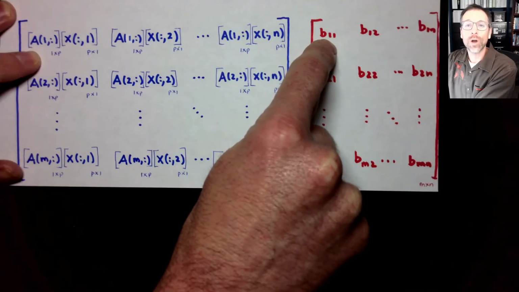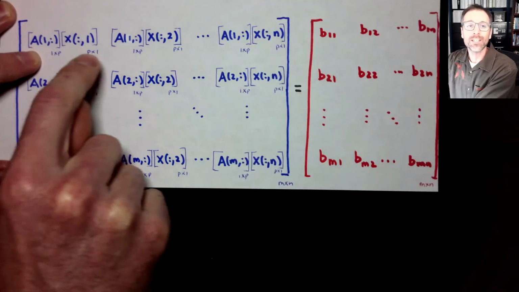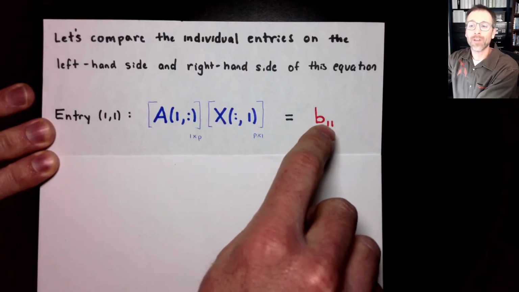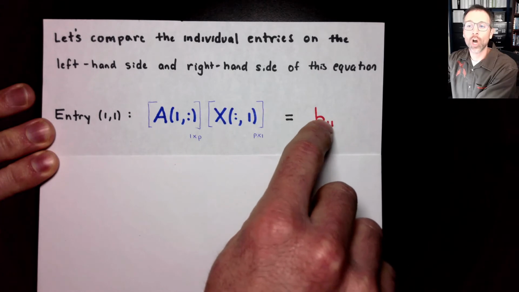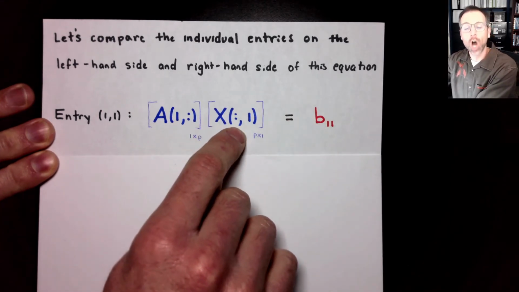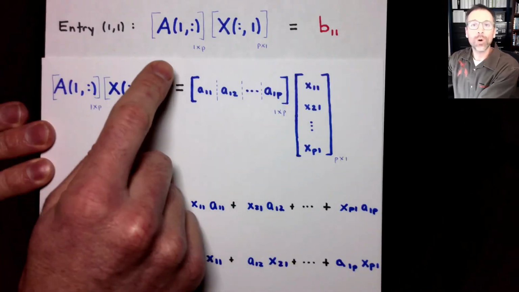We'll start with entry 1,1 on the right-hand side. So B11 is going to be row 1 of A dotted with column 1 of X. Let's go ahead and capture that. The entry of the first row, first column of the output B is going to be row 1 of the left matrix dotted with column 1 of the right matrix. But we know what that looks like, right?